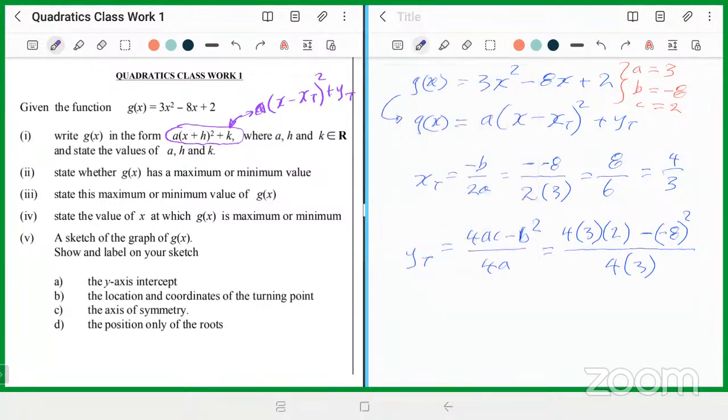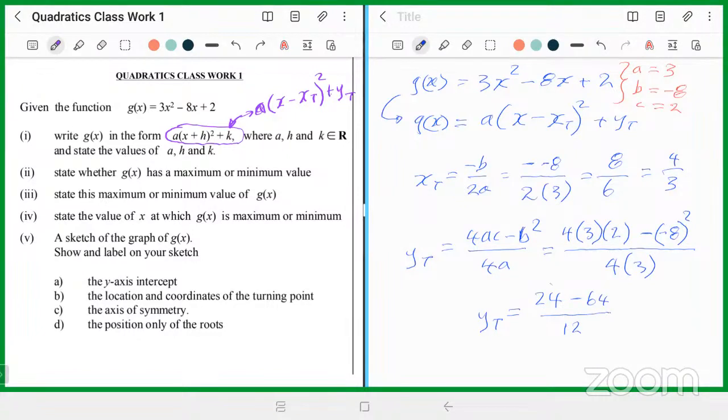So the yt, we're going to work this out now. The yt, therefore, is equal to, this is 4 times 3 is 12, and then 12 times 2 is 24. That is 24. This minus remains a minus. It is not squaring. This -8 squared becomes a positive 64. So I'm just going to write 64 there. And dividing that by 4/3, which is 12.